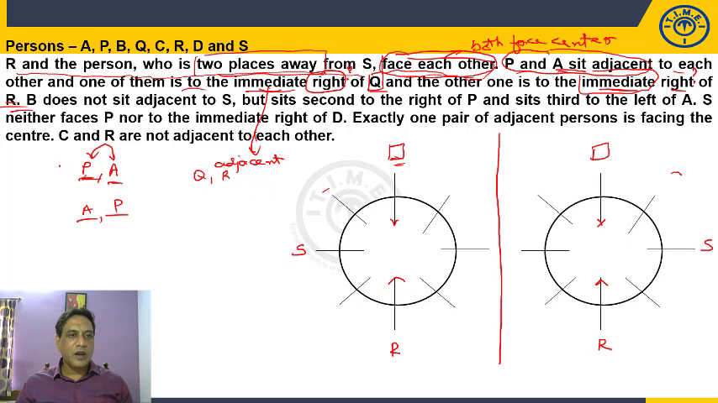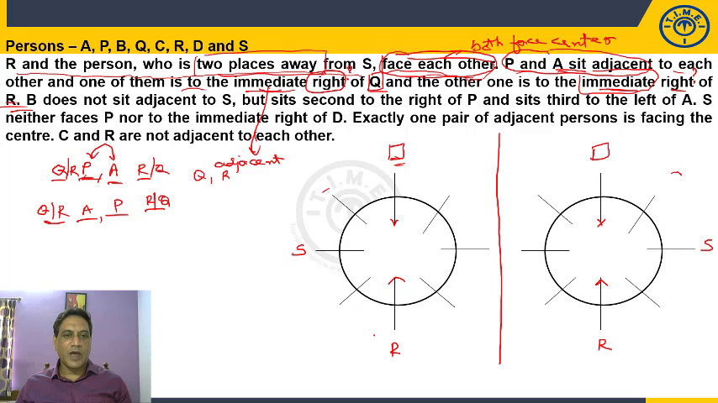So, it implies that Q and R are on either side of P and A. Maybe R is this side, Q is on this side. Similarly here, Q and R are here, or R and Q here. It all depends on which direction they are facing. So what we need is that these four, Q, A, P, R, should be in four consecutive positions.